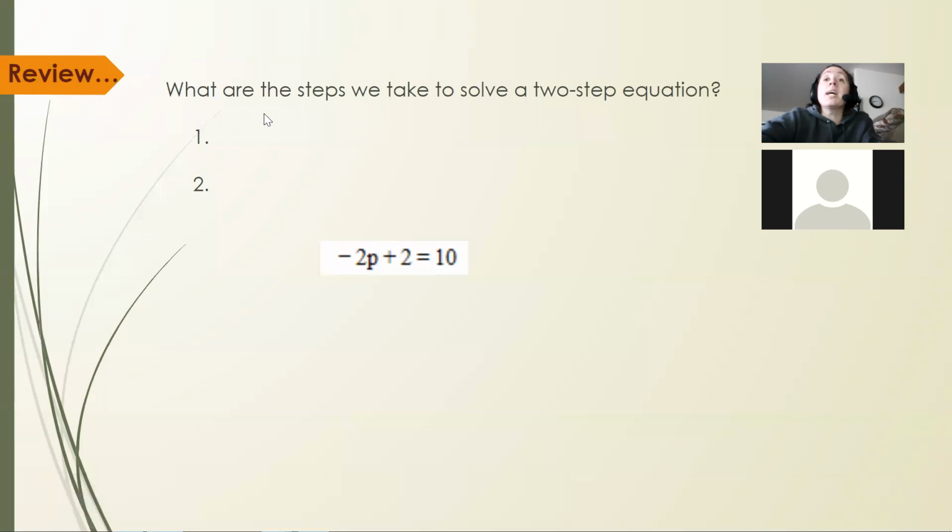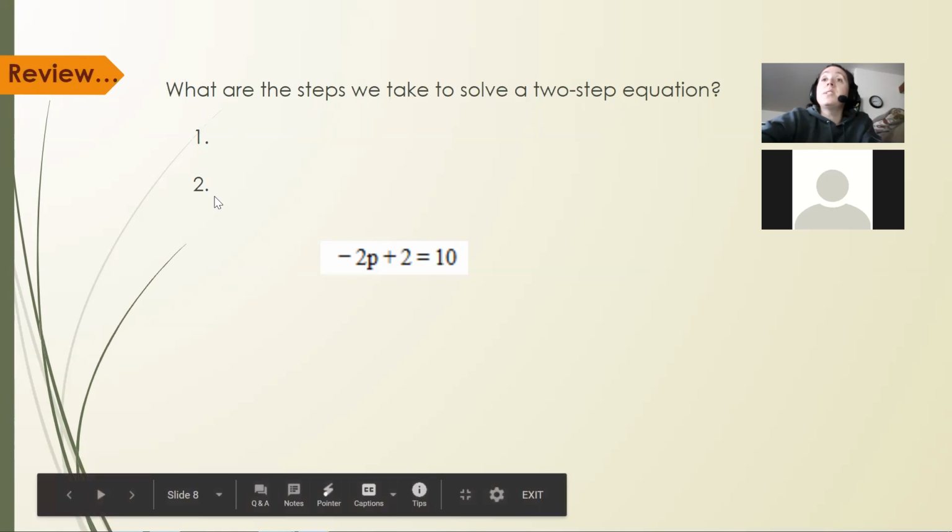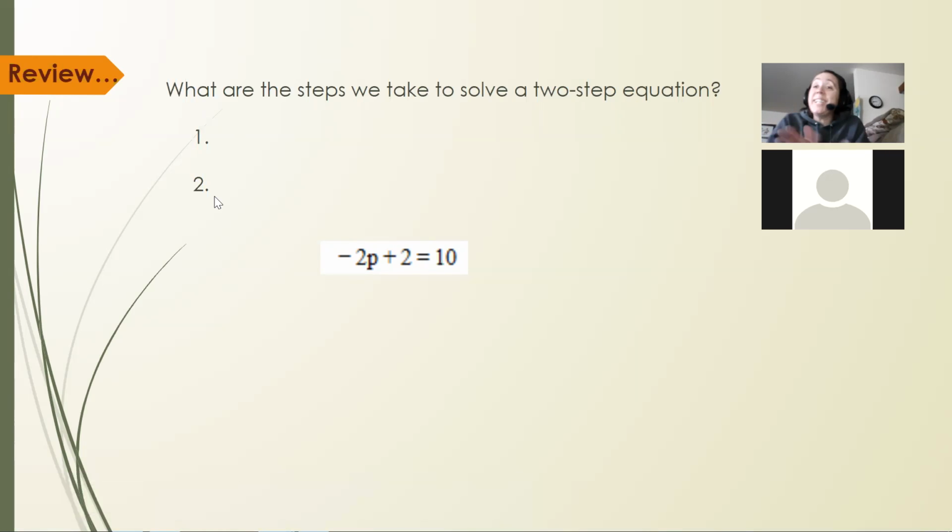Okay, first thing, I just want to review. What are the steps we take to, oh good, I love to hear that. I love it too. It's so black and white. There's concrete steps that you take. What are the 2 steps we take to solve a 2-step equation? 2 main steps. What do we want to do? So like if we had this equation down here, what would I do first?